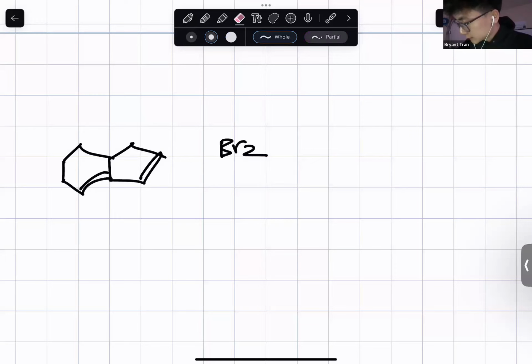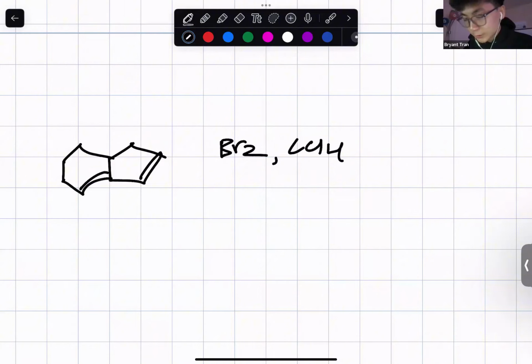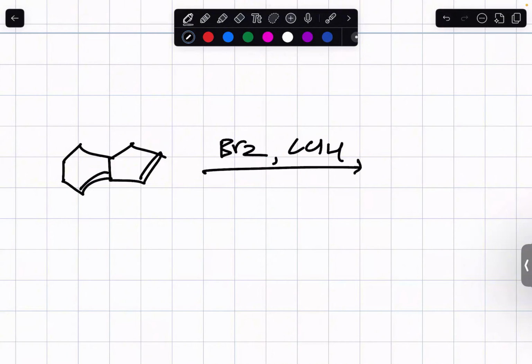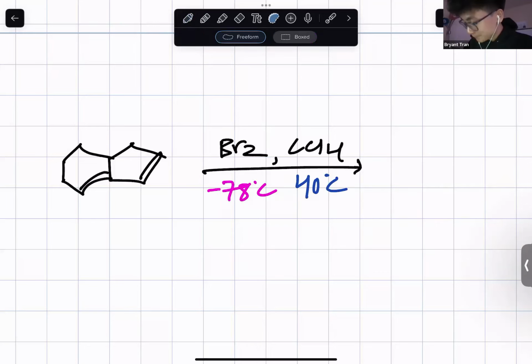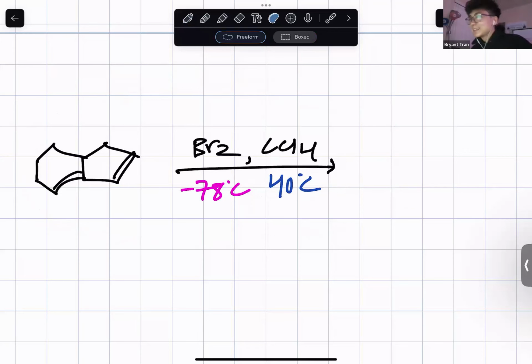Oh yeah, and then most likely you see this with CCl4, a product solvent, so there's no competition of nucleophile like water or alcohol. Okay. Right. And let's do for Levin's -78 degrees Celsius and 40 degrees Celsius. The two scenarios there. Okay, try that.